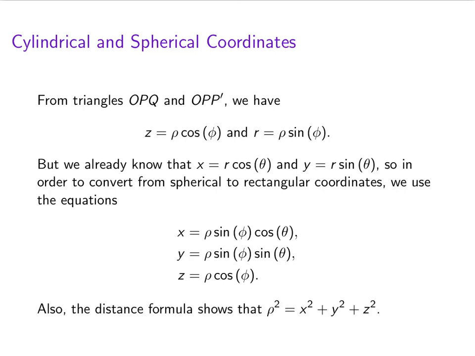And then the distance formula gives us an easy way of computing rho. We just have that rho squared is equal to x squared plus y squared plus z squared. Okay, that's all for now.